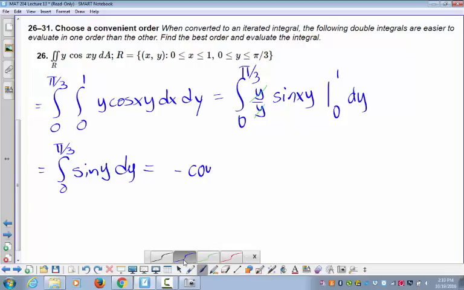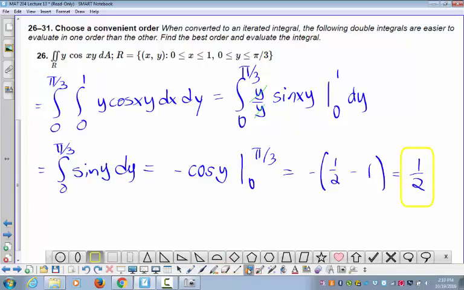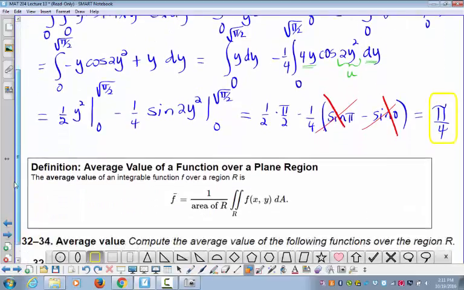Integrate sine of y, we get minus cosine of y, from 0 to pi over 3. So we get minus, what's cosine of pi over 3? 1 half, minus cosine of 0. Cosine of 0 is 1. So we end up with positive 1 half. The other one seems so easy now.